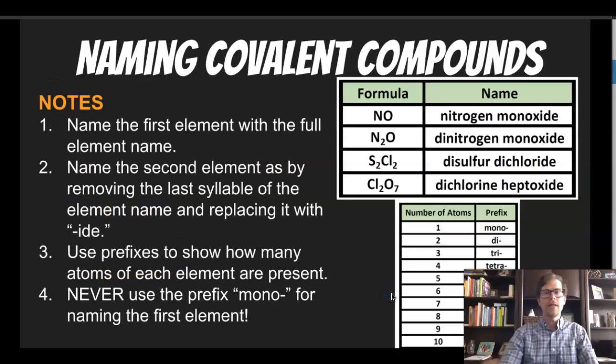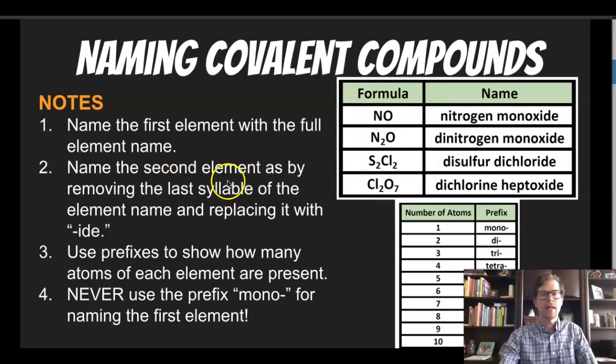All right, so how do we name covalent compounds? Again, something we went over before. Let's go through it briefly again. If we have a covalent compound, that means we have two nonmetals involved. For example, here, nitrogen is a nonmetal, oxygen is a nonmetal. So here's how we're going to name it. We're going to take the first element and just put its full element name down. So this is nitrogen.